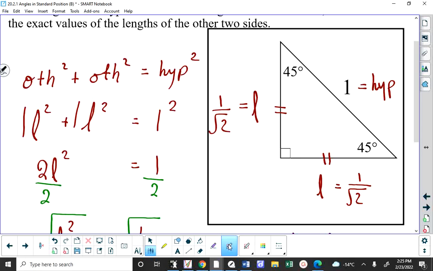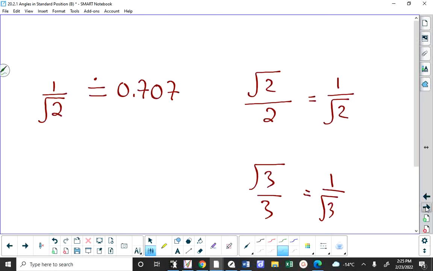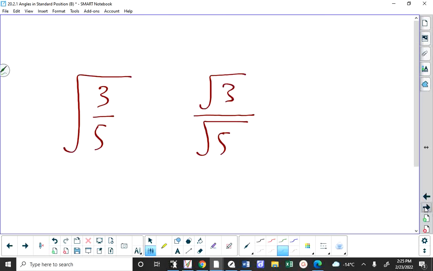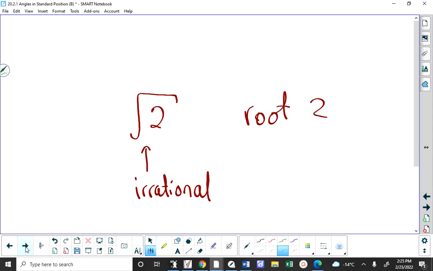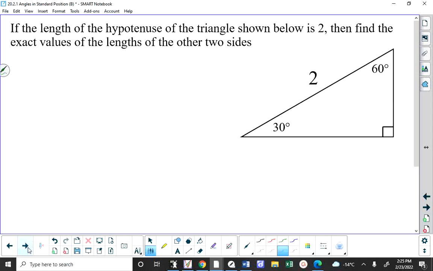Okay, let's move on. Notice, by the way, this triangle contains a special angle, doesn't it? 45 degrees. Let's figure out now, with the second part of this warm-up, if I have this triangle with the hypotenuse equal to 2, and you'll learn why having the hypotenuse as 2 is a good choice, what are the lengths of the other two sides?